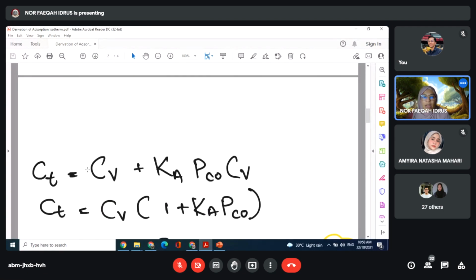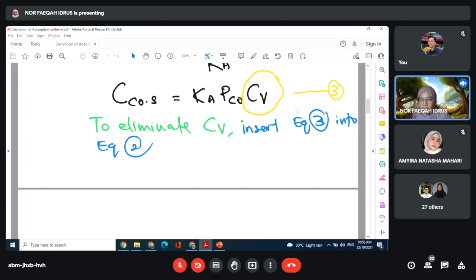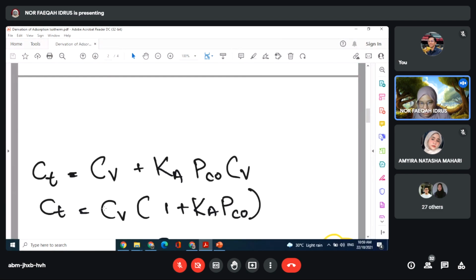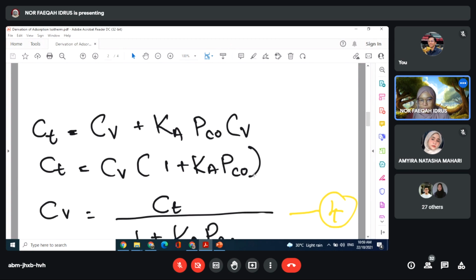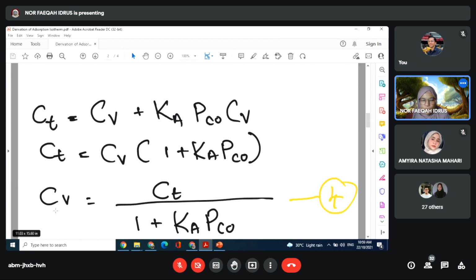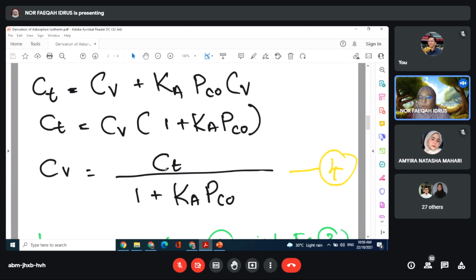So first step, insert this equation into the site balance. So CT equal to CV plus Ka PCO CV. Now simplify the equation. We group CT equal to CV in bracket 1 plus Ka PCO. Then rearrange for CV. We get CV equal to CT over 1 plus Ka PCO. So now we have the CV equation.